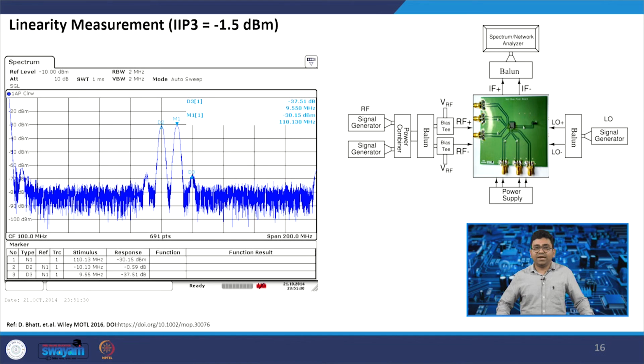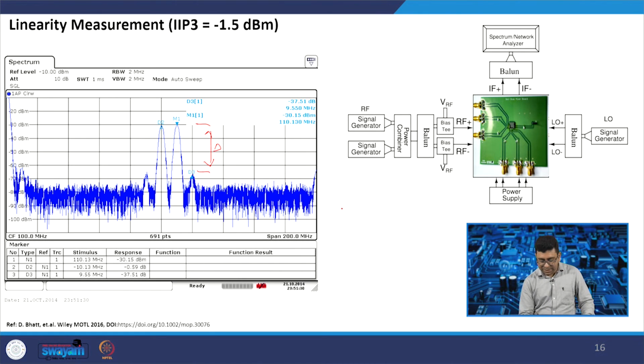Then another is the linearity measurement. We already have discussed the IIP3. If you want to test the IIP3, you need to provide a two tone. So, you need two signal generators or a generator which provides a two tone. That two tone you supply to your circuit, and then a third order component will be available. That third order component is providing you the IIP3. So, the difference between these two will provide you the delta.